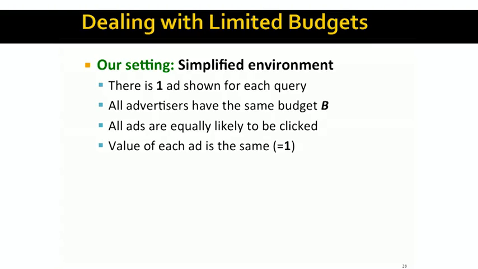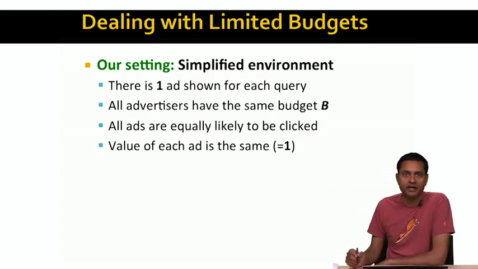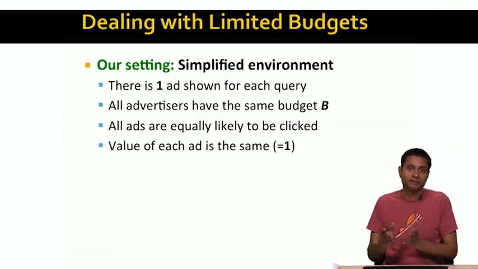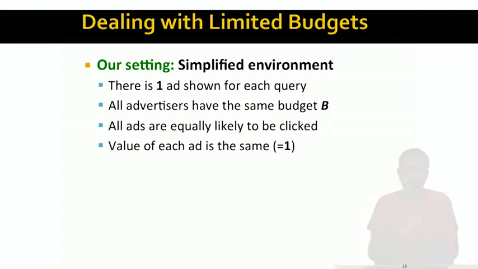Now let's first study the problem in a simplified version. The simplified version that we're going to look at has only one ad shown for each query, and all advertisers have the same budget B. We're also going to assume that all ads are equally likely to be clicked and all have the same value of 1. Another way of thinking about this is that the expected revenue from each ad, which is a product of the click-through rate and the bid, is equal to 1.